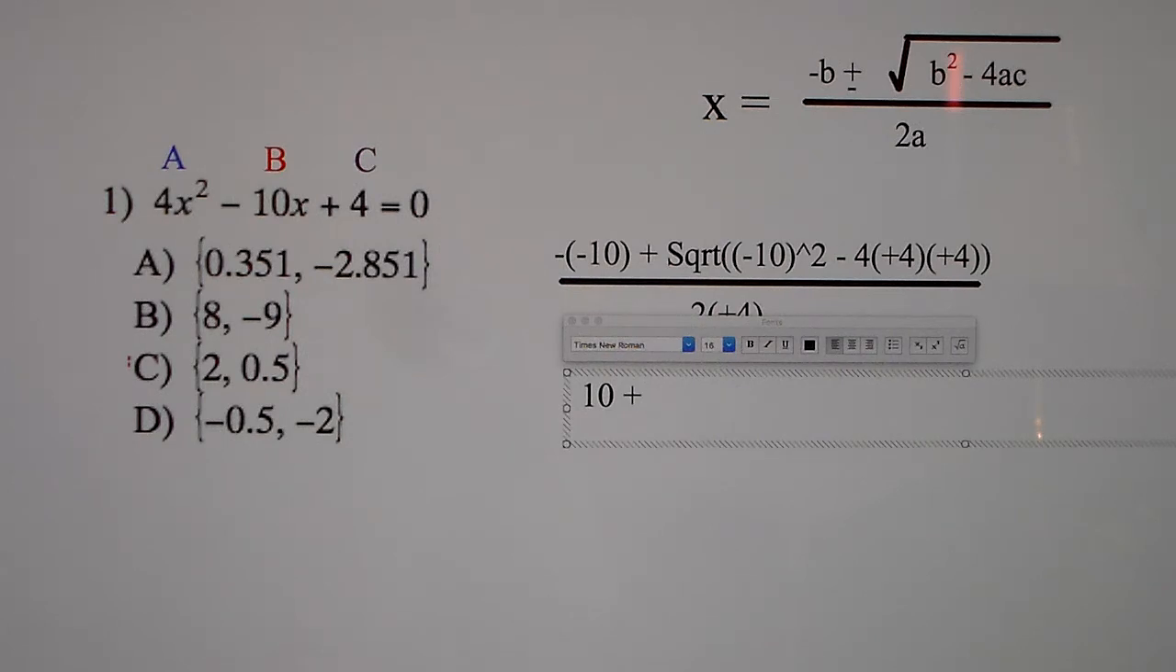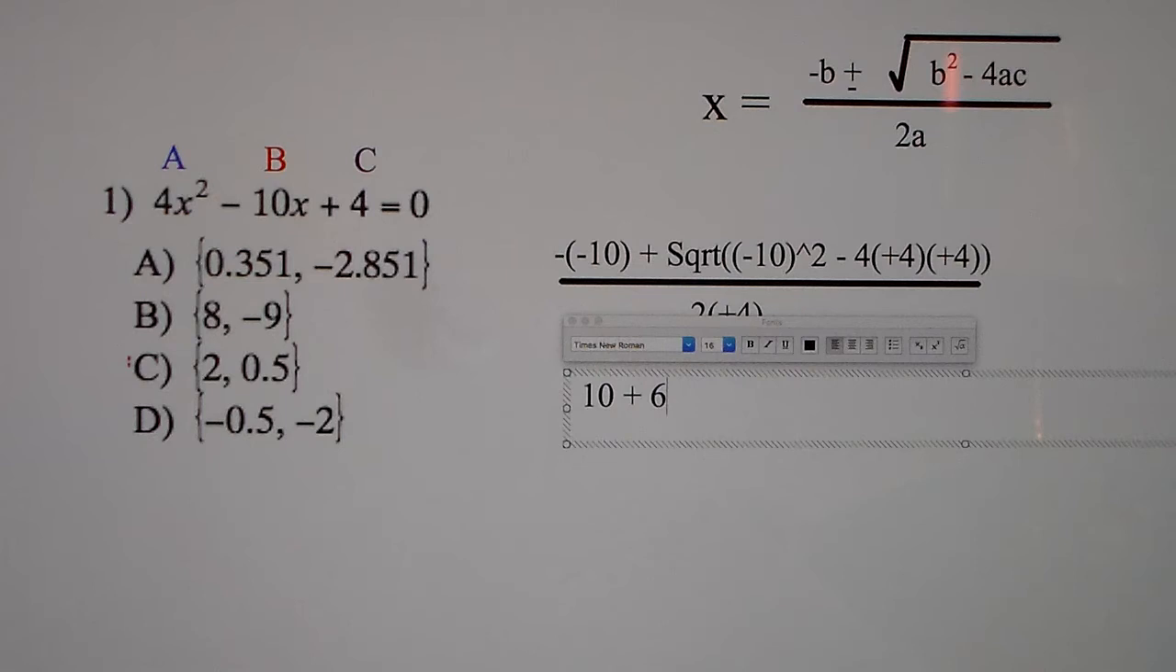So I do square root by hitting second x squared, which is where the square root button is on your graphing calculator. It's located approximately 5 buttons down. You have to hit the second button to get there. So the square root of negative 10 squared minus 4 times positive 4 times positive 4 again. I'm going to close parentheses. And I get 6.